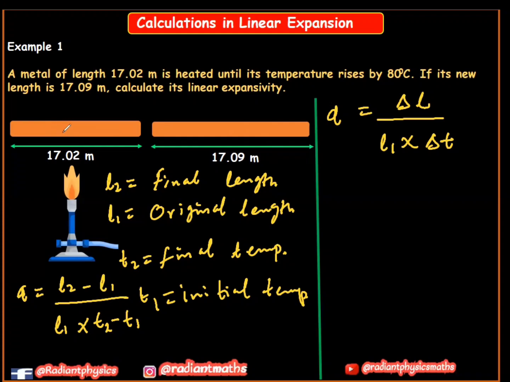So this is the original length, so we can call it L1, which is 17.02 meters. When heat was applied, it increases to 17.09 meters. So we can say this is L2. Now let's quickly solve this problem to find the linear expansivity.